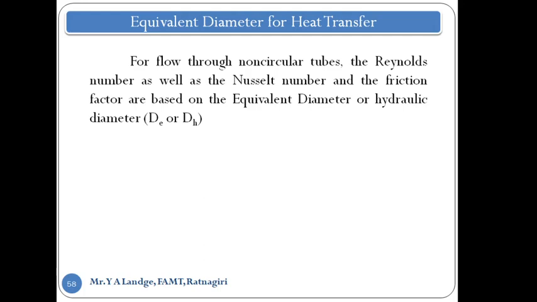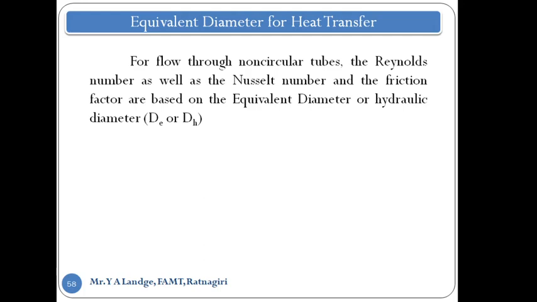Now, it is very easy for us to calculate the Reynolds number if the pipe is circular. If the pipe is circular, we use that equation. But what happens if instead of the pipe, it is a non-circular tube, a non-circular pipe? Let's take a rectangular one. It is a rectangular duct. Then can we use the same formula to calculate the Reynolds number?